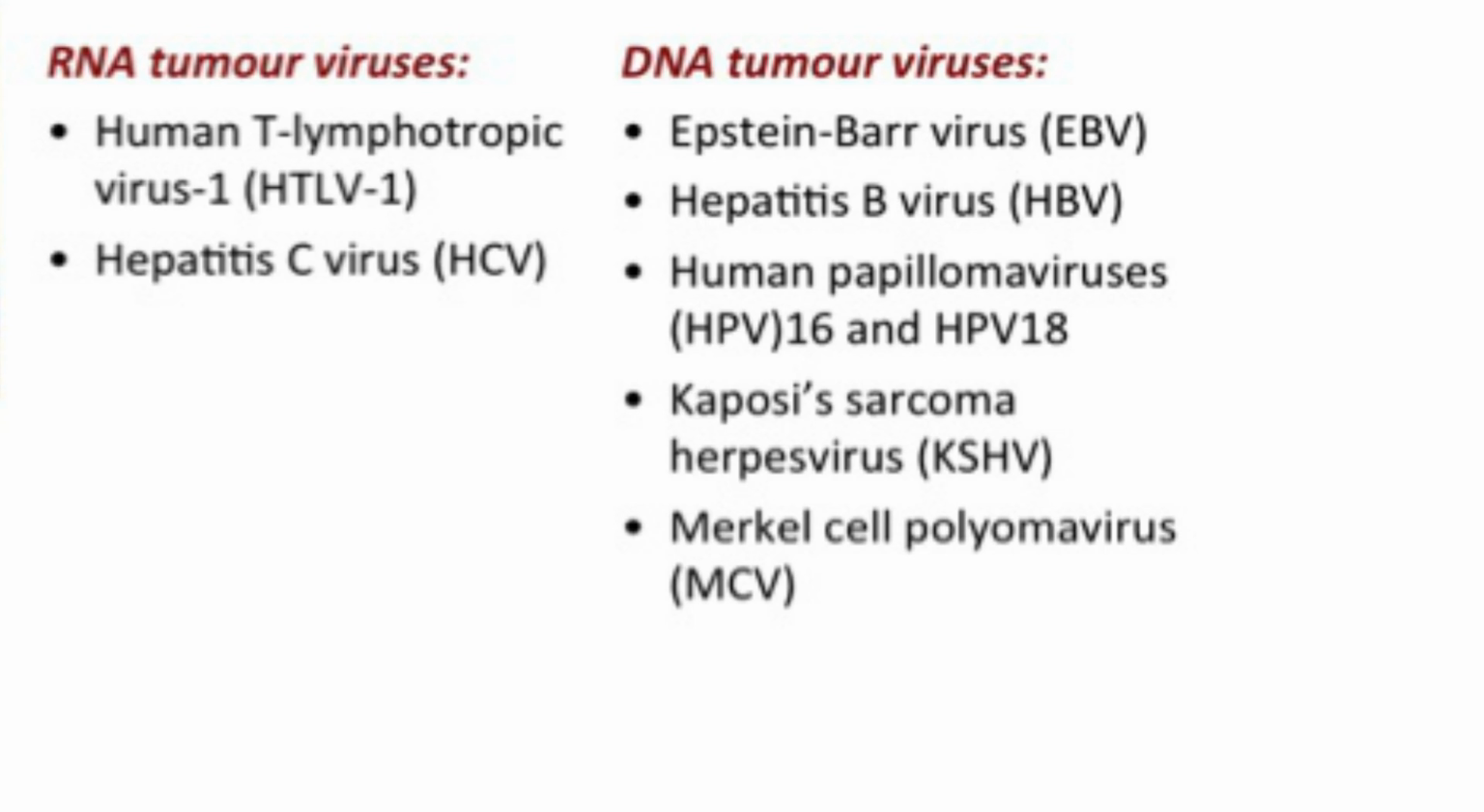The other 4 DNA tumour viruses are hepatitis B virus or HBV, which is linked to liver cancer as well, human papillomaviruses HPV 16 and 18, which are associated with cervical cancer, Kaposi's sarcoma herpes virus or KSHV, which causes Kaposi's sarcoma, a cancer which exploded onto the scene in the late 80s during the AIDS pandemic in the States, and finally Merkel cell polyomavirus or MCV, which was the most recently discovered human tumour virus and is linked to Merkel cell carcinoma, a form of skin cancer.